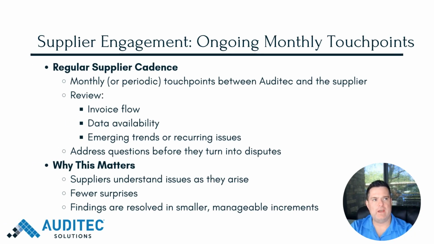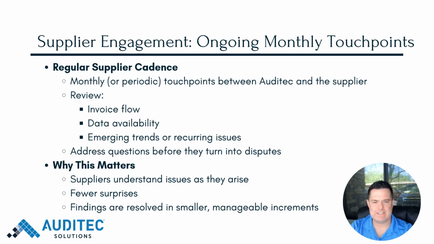So once an audit is kicked off with a supplier, what does the general cadence look like from the supplier perspective? We look to have monthly, regular touch points with the supplier. As invoices are coming in, we're going to be discussing the invoice flow. Hey, when are invoices going to be coming in? When should we be expecting them? Data availability. What data sets can we utilize on the supplier side or on the client side to be able to test some of these issues? And then any emerging trends or occurring issues, we'll be addressing those directly with the suppliers.